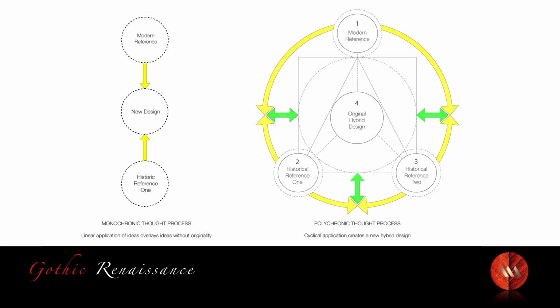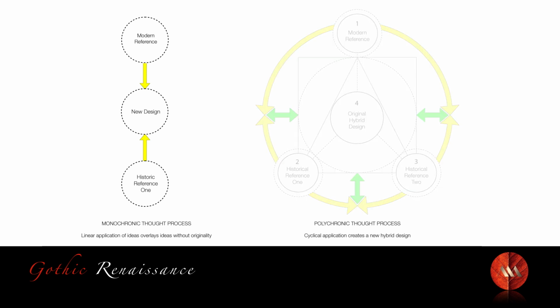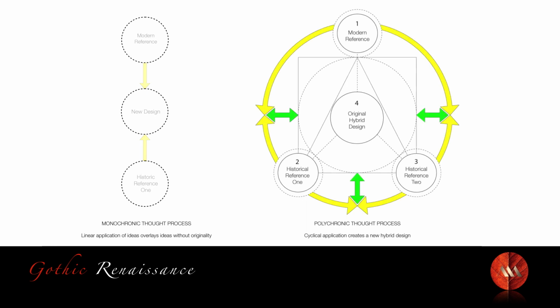The diagram on the left shows a monochronic thought process where ideas are used in a linear format, where two sources of inspiration are used to create the new design. On the right, you can see a representation of a polychronic thought process, where multiple sources of references are placed on a cyclical orbit around a central idea.